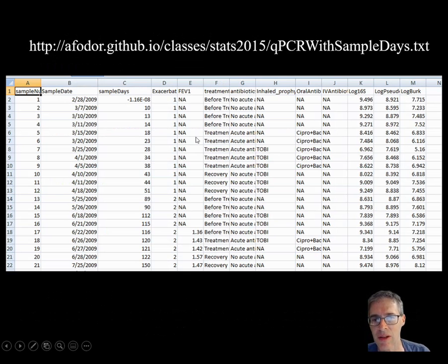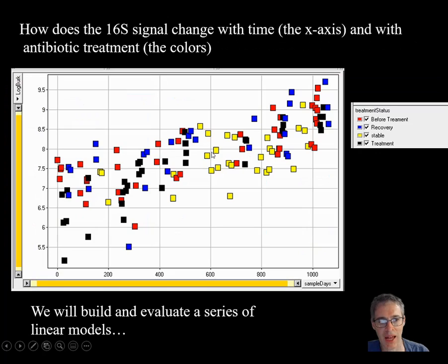The data, when you download them, will look like this. This is a longitudinal data set. It starts on day 0, within round-off error of 0. So we have a data set over time. There are different treatment categories. There's before treatment, which is immediately before an exacerbation. There's a stable period in between exacerbations. There's during treatment, when antibiotic treatment was actually happening. And then there's a recovery period post-treatment.